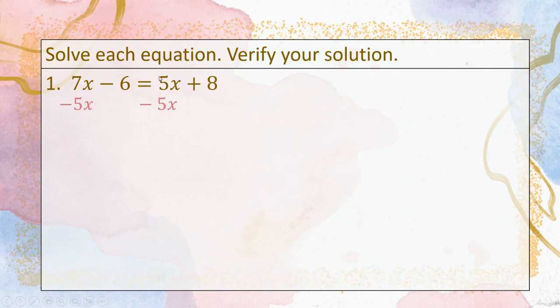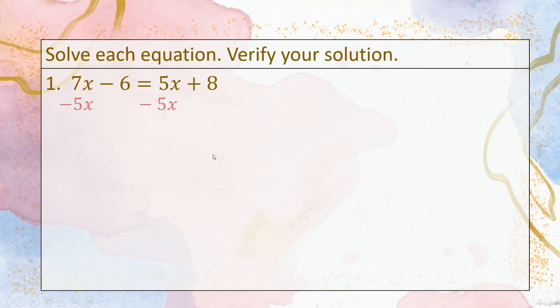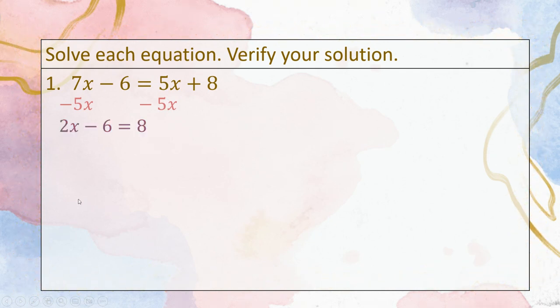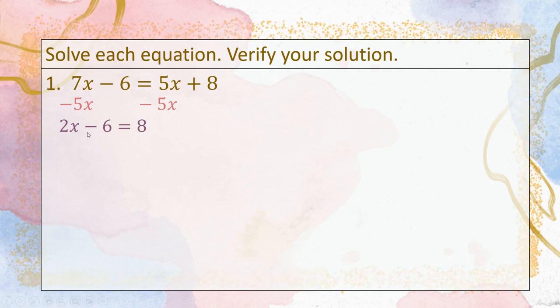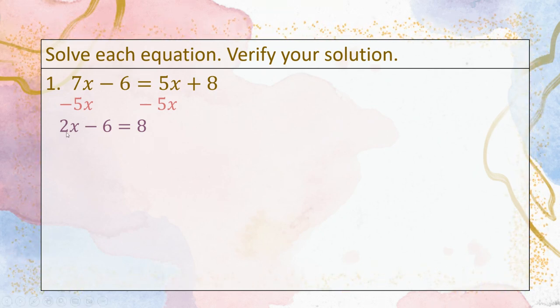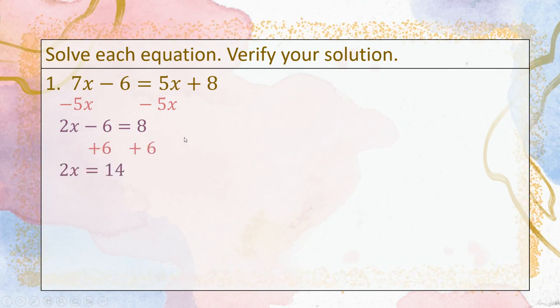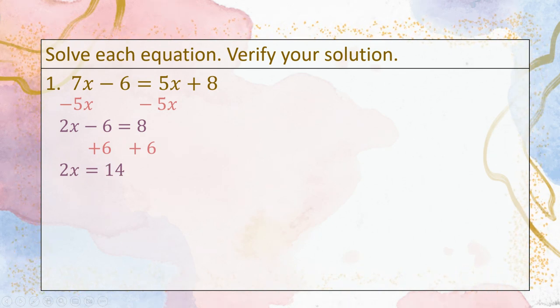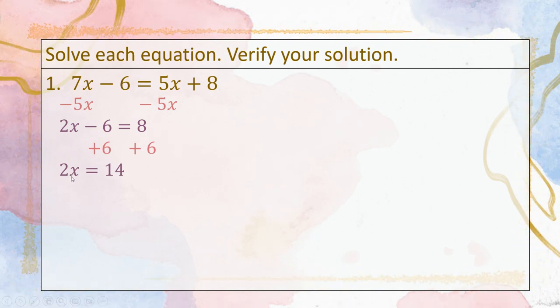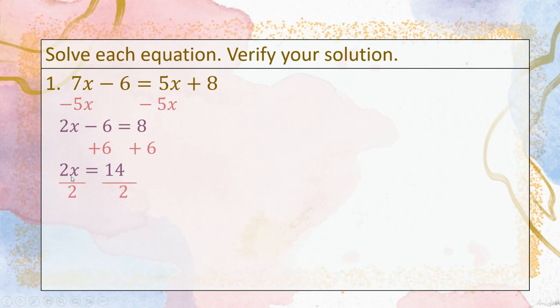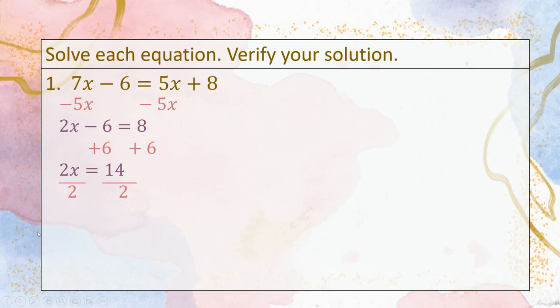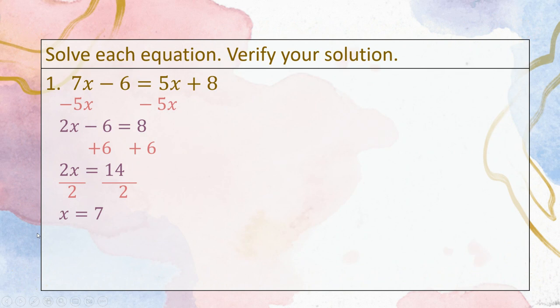So that gets rid of x's on the right and gives us 2x minus 6 on the left. Next, I'm going to work on isolating the variable that I do have. So this minus 6 that's with it, to get rid of that, I'm going to add 6 to both sides, which gives us 2x equals 14. And then x is being multiplied by 2. The inverse operation of multiplying is dividing. So I'm going to divide both sides by 2, and then we get x equals 7.